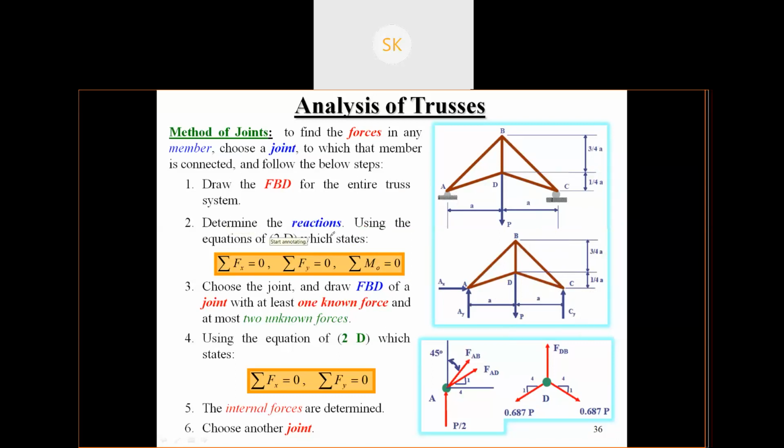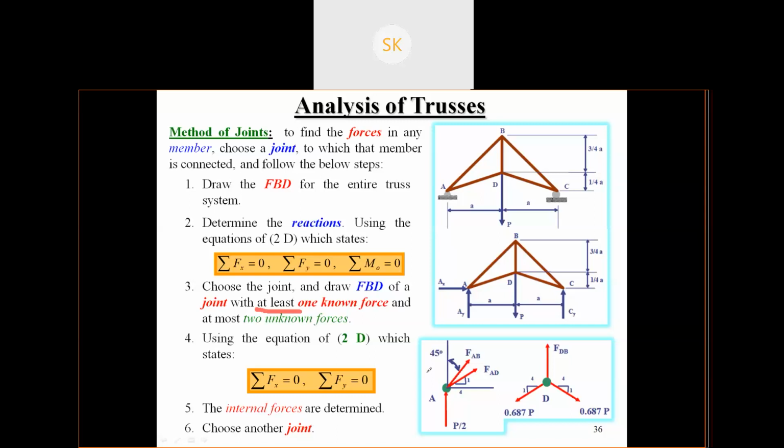Determine the reactions using the equilibrium equations. Then choose the joint and draw the free body diagram of that joint. Suppose you choose joint A, so you draw the free body diagram of joint A. Draw the free body diagram of a joint with at least one known force and at most two unknown forces. You have to choose the joint in a way that it has at least one known force and at most two unknown forces. Then, using the equations, find the internal forces.